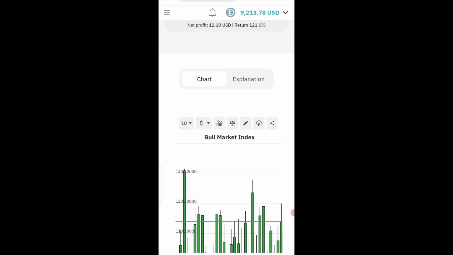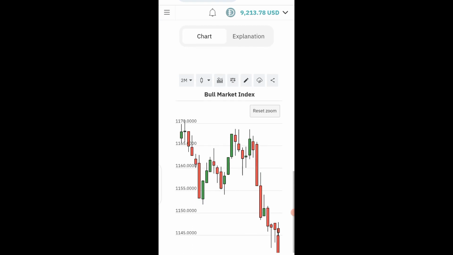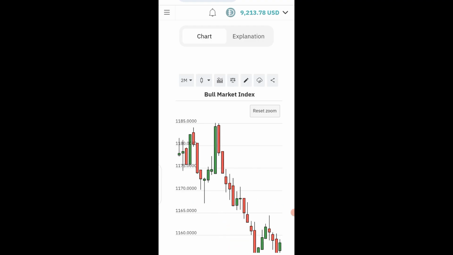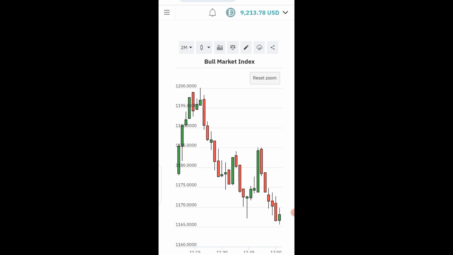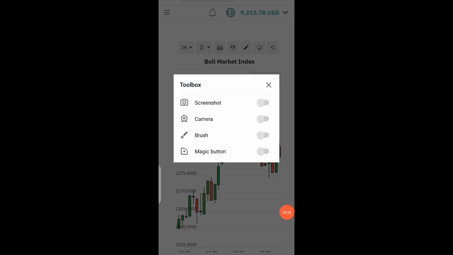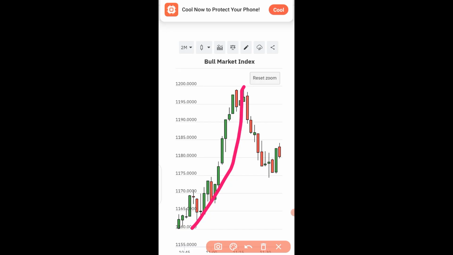Then what do we do next? We go to the 2 minutes time frame and make sure that the market is trending up. But here the market is trending down, so we are not going to trade. But let's assume that the market was trending up as at when we check. Something like this. Perfect. Which means first condition is met, second condition is met.